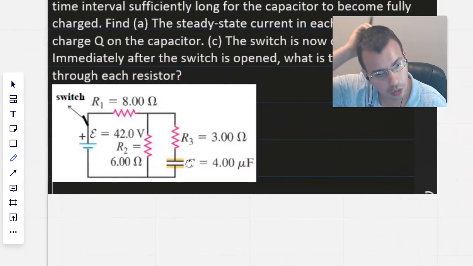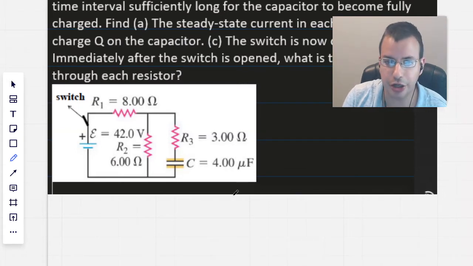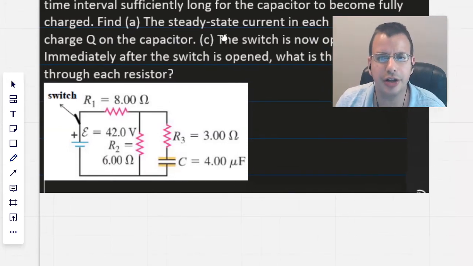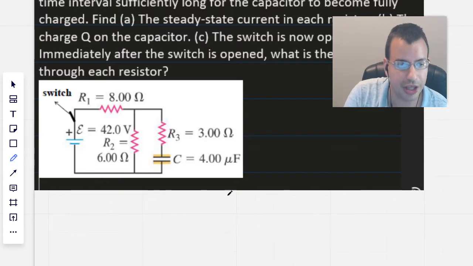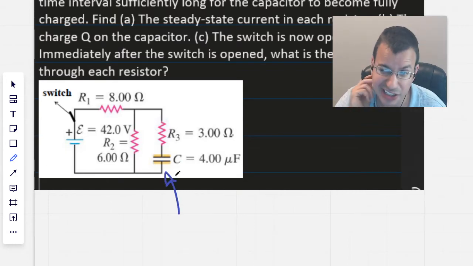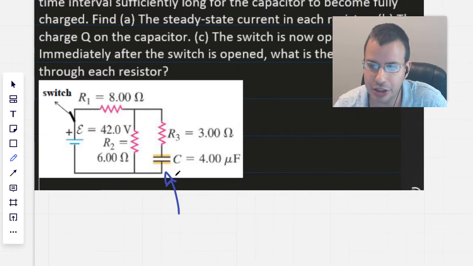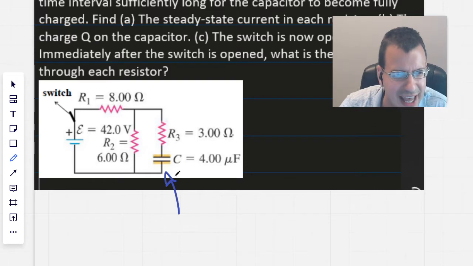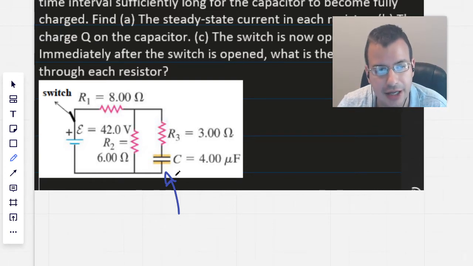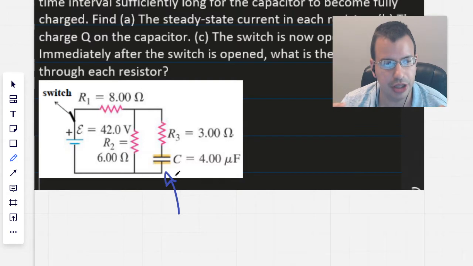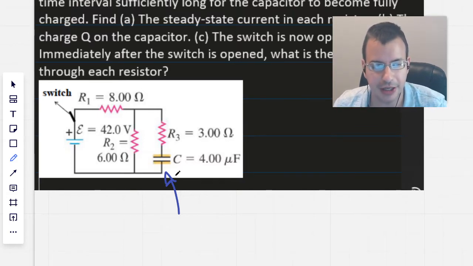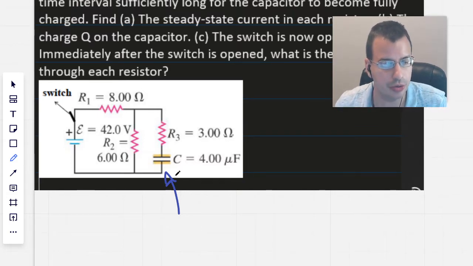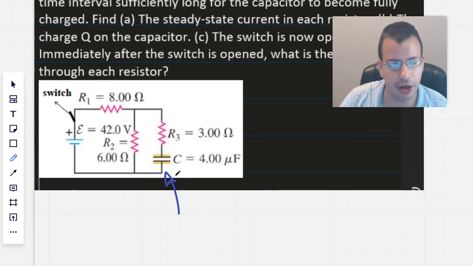So we're going to start by finding the current through each resistor. The thing here is we have a capacitor. I use the hydraulic analogy, where you look at current as water, batteries as pumps, and the voltage as the pressure difference. Capacitors then would be diaphragms. Look up the hydraulic analogy on Wikipedia.